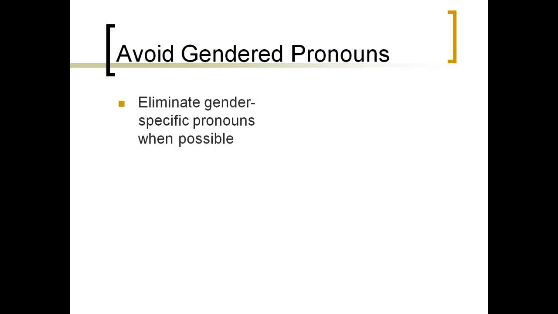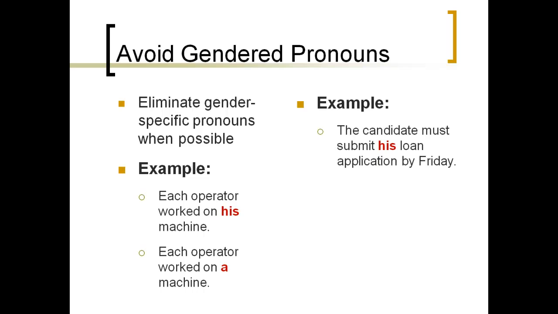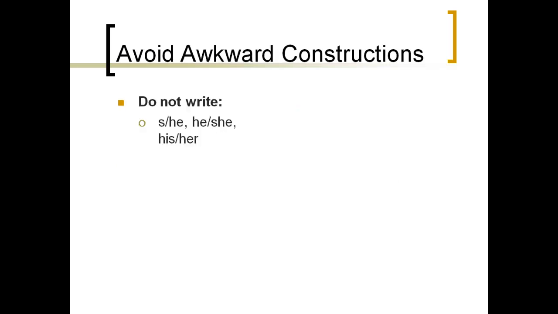Okay. Eliminate gender-specific pronouns whenever possible. Just leave them out altogether. For example, each operator worked on his machine. Well, what if you have some female operators, right? Let's just say each operator worked on a machine. See? Gender-neutral language. Here's another example. The candidate must submit his loan application by Friday. We could just say the candidate must submit a loan application by Friday. Again, eliminating gender-specific pronouns.